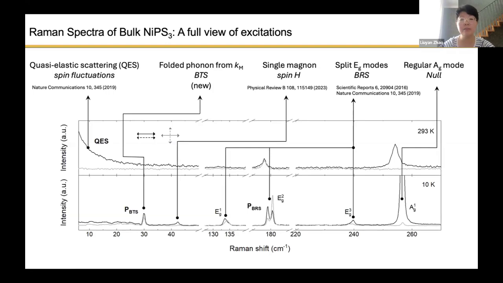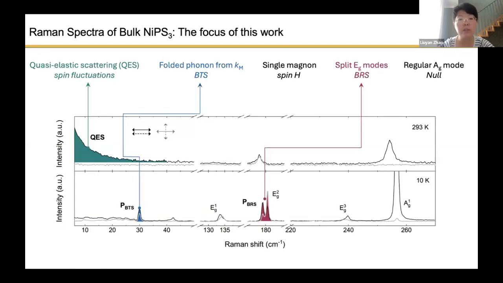Okay. In this talk, we focus on three features. The first feature is this quasi-elastic scattering, because it's sensitive to spin fluctuations in the system. The second feature is this translational symmetry breaking signature mode, which is this folded phonon. And the third is this rotational symmetry breaking mode, which is this split of the EG phonon.